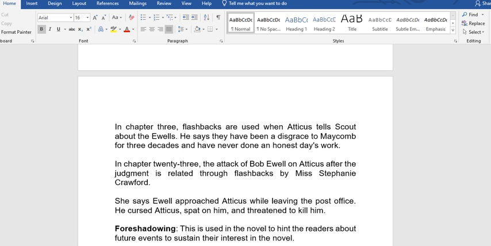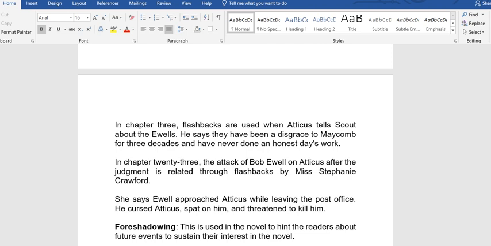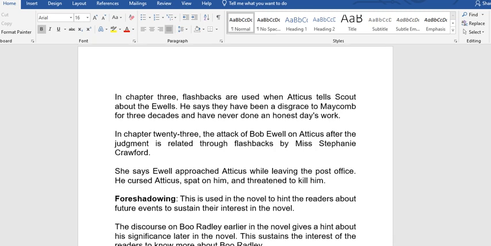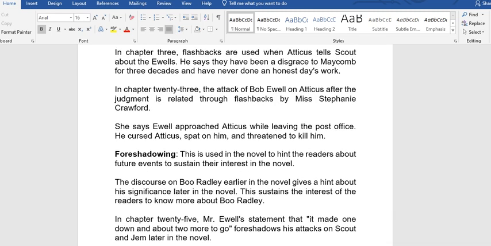In chapter 3, flashbacks are used when Atticus tells Scout about the Cunninghams. He says they have been a disgrace to Maycomb for three decades and have never done an honest day's work. In chapter 23, the attack of Bob Ewell on Atticus after the judgment is related through flashbacks by Miss Stephanie Crawford. She says Ewell approached Atticus while leaving the post office because Atticus spat on him and threatened to kill him.